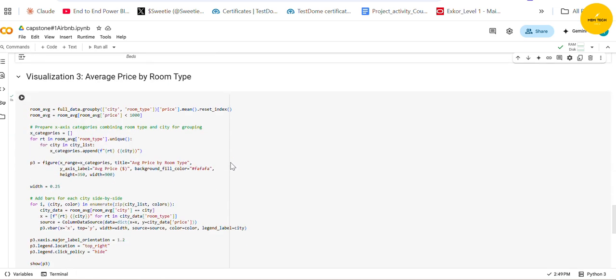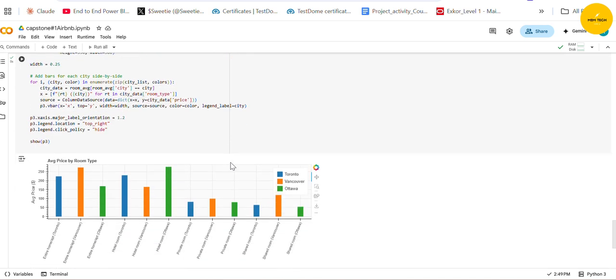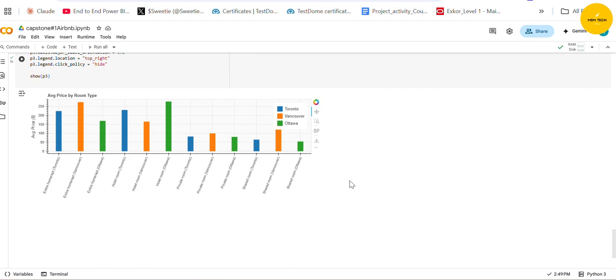For my third visualization, I am more interested in different room types. So this bar chart compares the average price for different room types, like entire homes, private rooms, and shared rooms in each city. Entire homes are clearly the most expensive, and shared rooms are the most affordable. What's interesting is how prices vary between cities, even for the same room type. For example, private rooms in Toronto are slightly cheaper than in Vancouver. This can help travelers choose the best value and help hosts understand how they stack up.